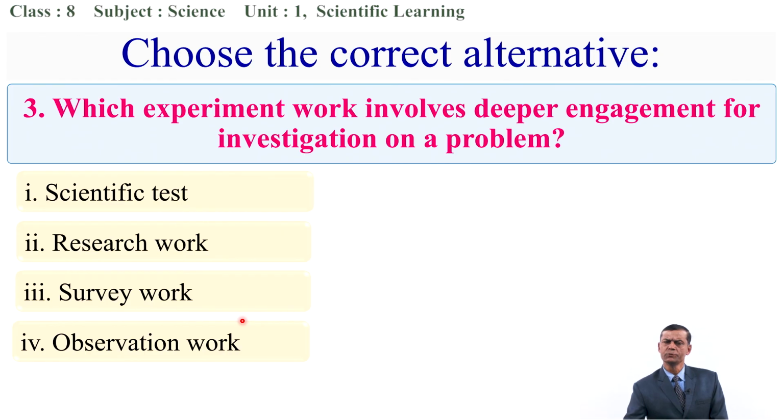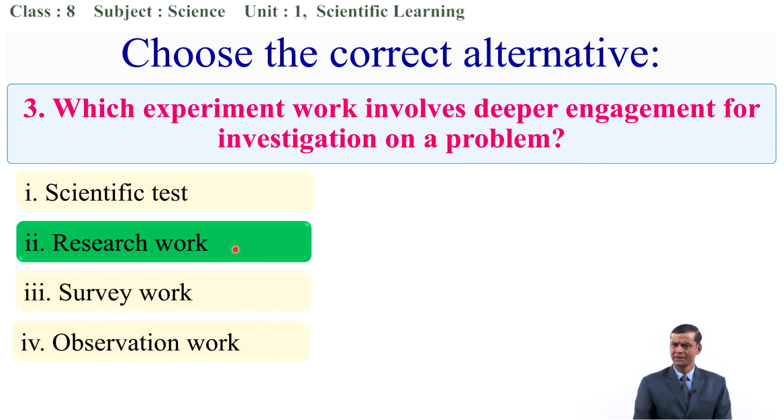Which experiment work involves deeper engagement for investigation on a problem? Remember, deeper engagement for investigation on a problem. Answers are here. Which is correct one? We have to find scientific test, research work, survey work, or observation work. Did you check the correct one? Sure. Let's check it. Research work.